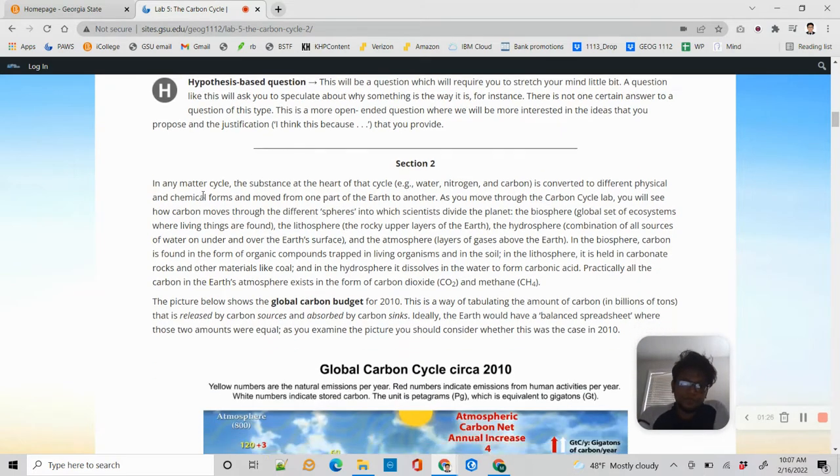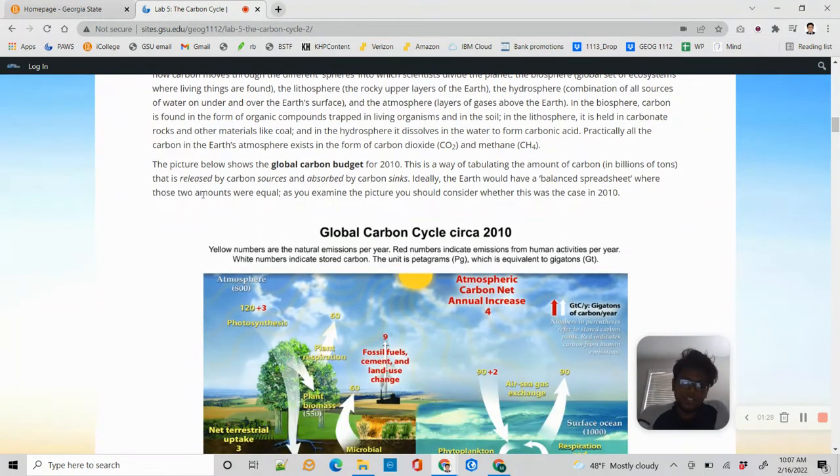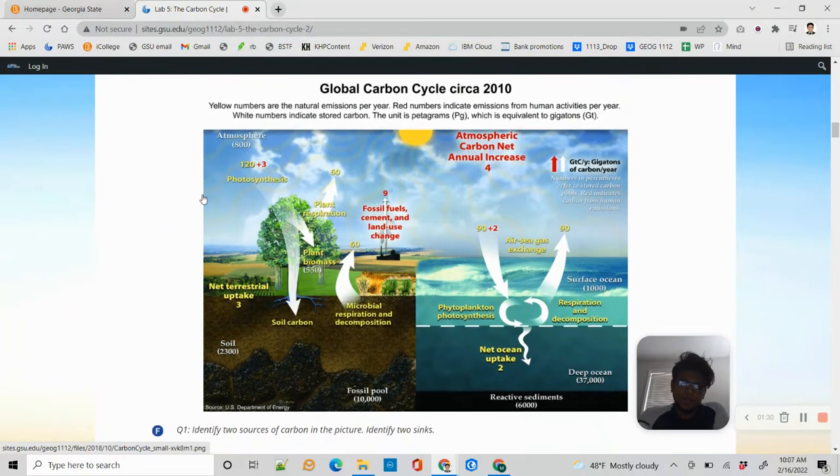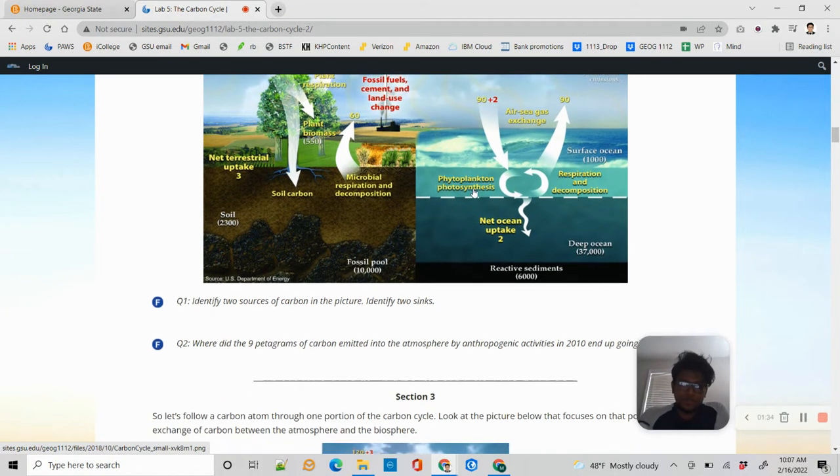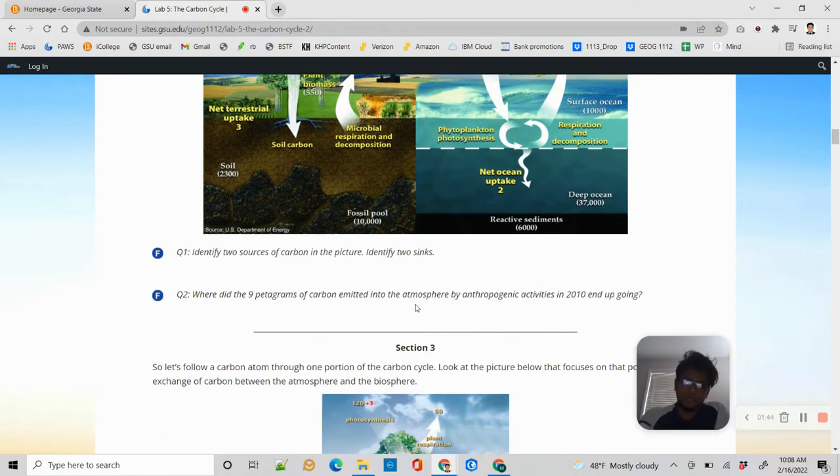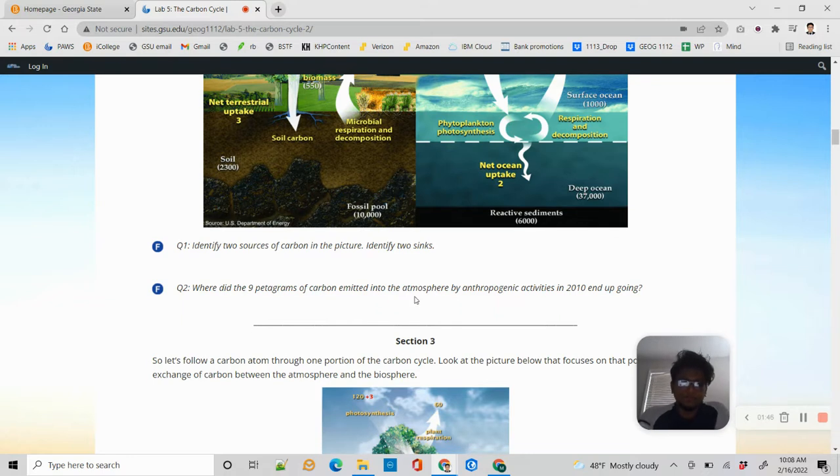So now look at section 2, global carbon cycle, and I've already discussed that in the presentation. All you need to do is to identify two sources of carbon in the picture, like which two are the sources and which two are the sinks. Two sources and two sinks, so that will give you full marks if you can do that.